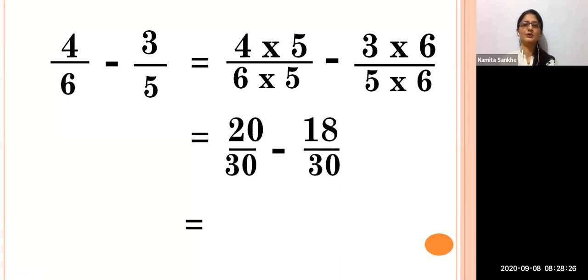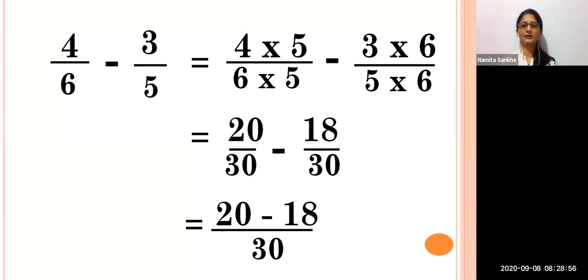That is 30. So now what is the next step? Before the final answer, I want one step. What will be the next step before you write the final answer? 20 minus 18 upon 30. Correct. Do not forget to tell the denominator. When the denominators are common, we just subtract the numerators and write the denominator as it is. So whenever you read a fraction, you have to tell the denominator. So 20 minus 18 is 2 upon 30. Very good.